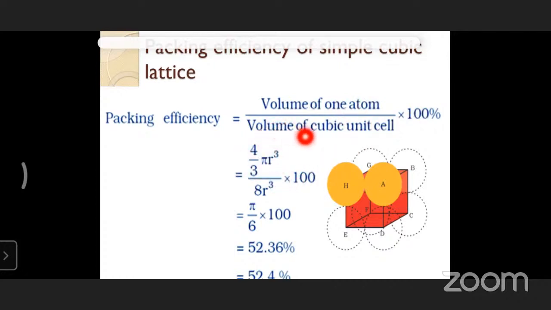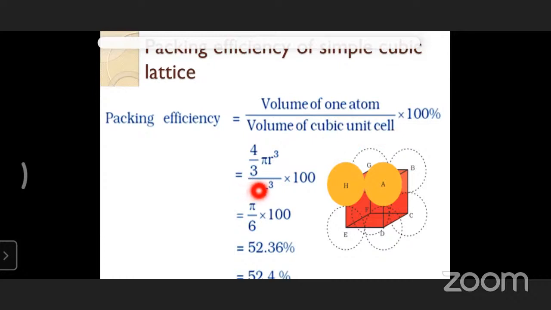And the volume of the cubic unit cell, in the sense of the volume of a cube, is a into a into a, that is a cube. Here a is 2r. Why are we taking 2r? So we get 8r cube. The volume of the cubic unit cell is 8r cube.